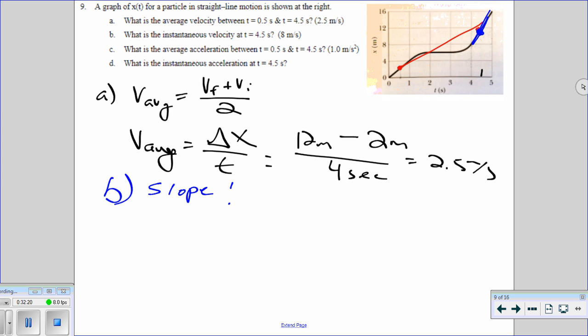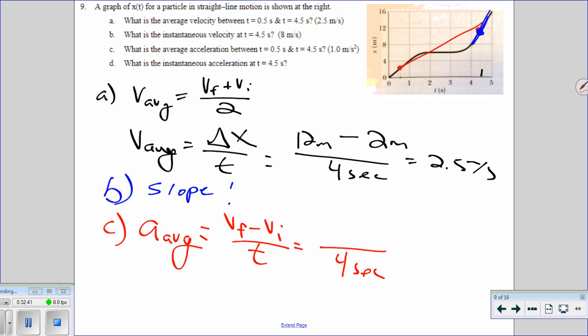All right. Part C wants the average acceleration. So the only way you can find average acceleration, you guys, unless it's linear like the last one was, but that's unusual, is to do VF minus VI over T. So between those two times is 4 seconds. And then VF and VI represent the velocity at this point, which we just found. Specifically 8 meters a second, right?